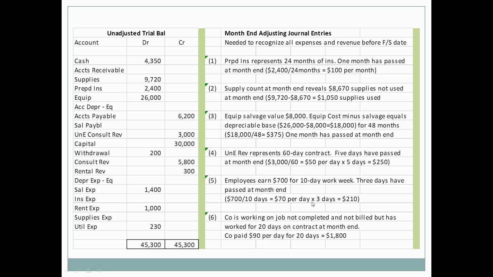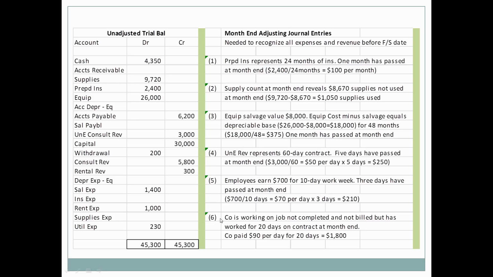So at month end we have 3 days that we haven't paid them for. So this means that we'll have a liability for salaries of $210, and also our salaries expense will increase by $210. Now, if I'm going a little too fast for you, remember you can always pause the video and then restart it after you've had a chance to look at everything.